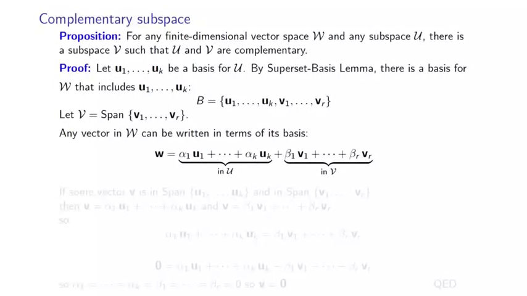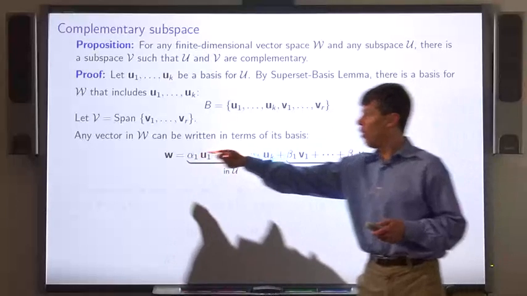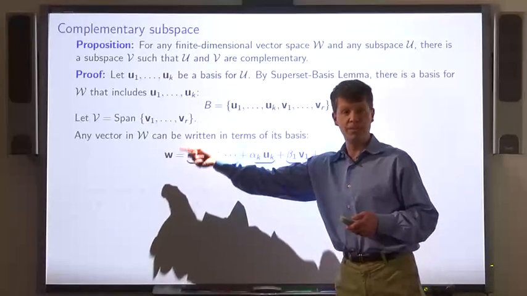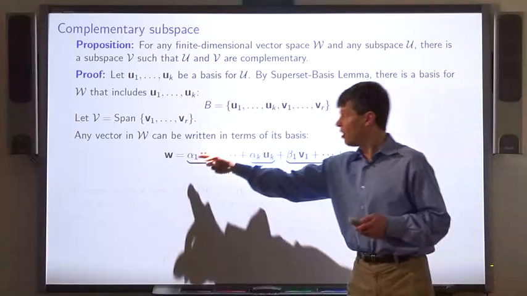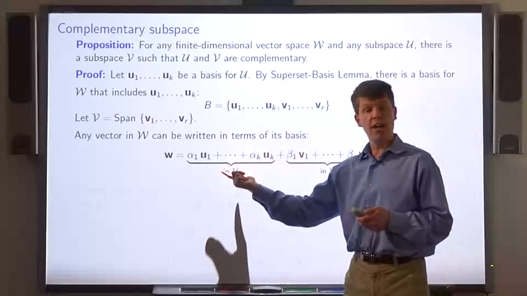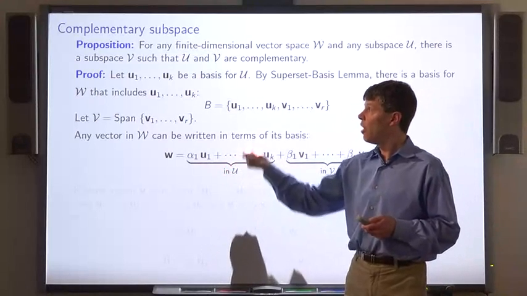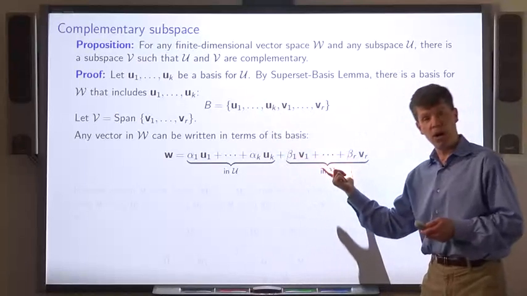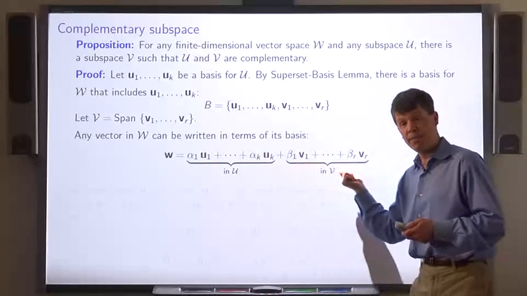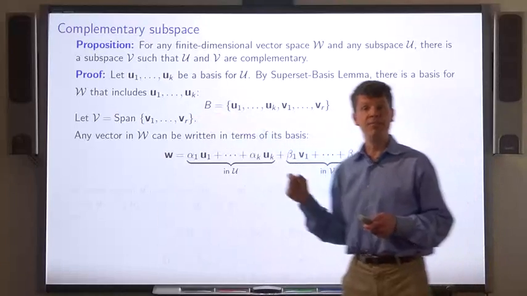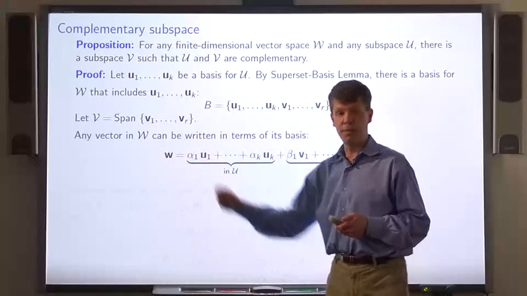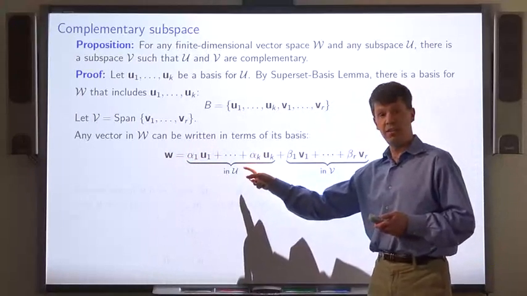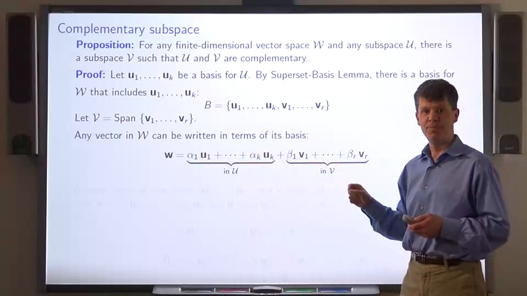Now, any vector in W can be written as a linear combination of its basis vectors. Here we've written an arbitrary vector, little w in big W, as a linear combination of the basis vectors. Notice that this first part of the linear combination is a linear combination of the basis vectors of big U. And the second part of the linear combination is a linear combination of the vectors spanning big V. This shows that this arbitrary vector little w in big W can be written as the sum of a vector in big U and a vector in big V.